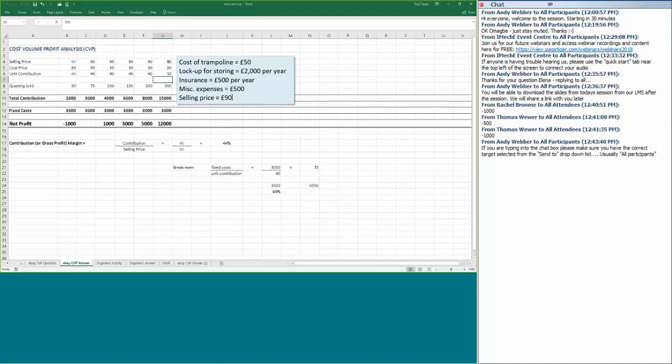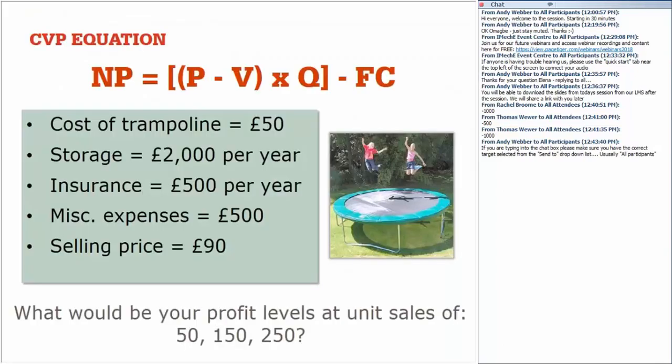And it's, as I said, just a back-of-a-cigarette-packet calculation to get a feel for the business. If I was seriously considering this, I would look at my quantity sold at 500 and say to myself, okay, that's 10 a week. Does that seem reasonable? I would, of course, have to think about whether my storage unit would be big enough, so maybe I'd have to increase the 2,000. But this just gives us a feel for the business. Okay, so that's what's known as cost volume profit analysis.